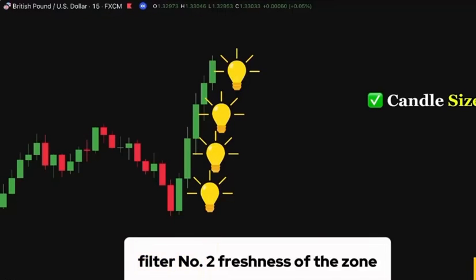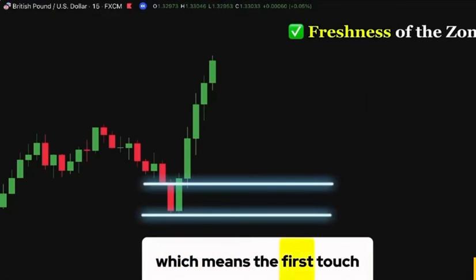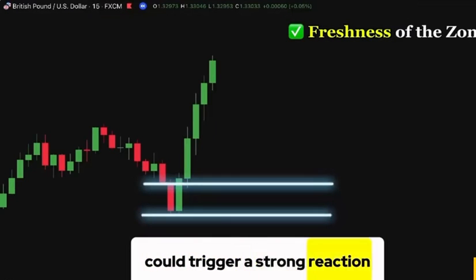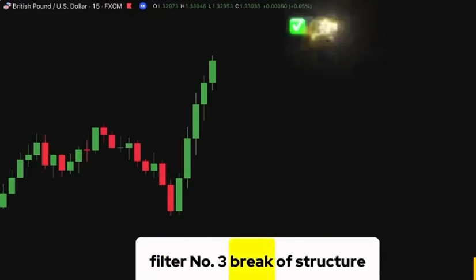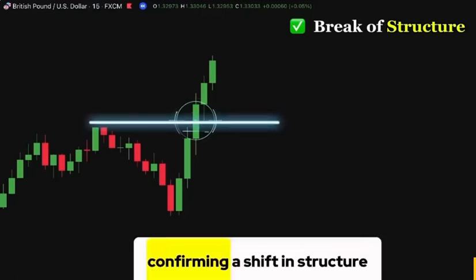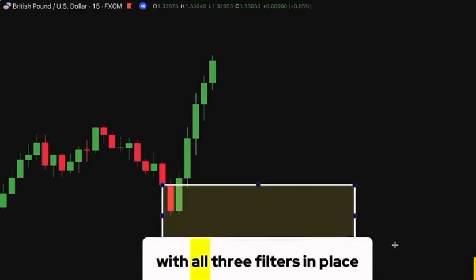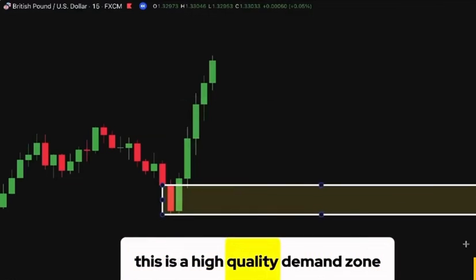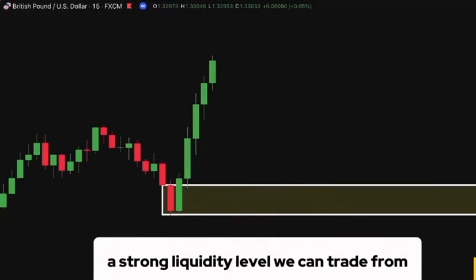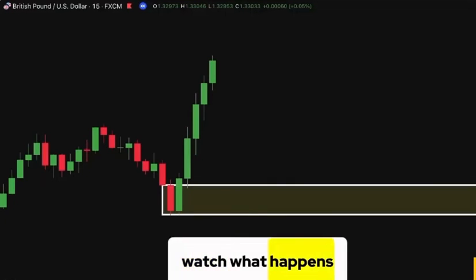Filter number 2, freshness of the zone. The zone hasn't been tested yet, which means the first touch could trigger a strong reaction. Filter number 3, break of structure. Looking left, the move broke a previous high, confirming a shift in structure and adding strength to the zone. With all 3 filters in place, this is a high-quality demand zone, a strong liquidity level we can trade from. So we mark the zone and wait. Watch what happens.